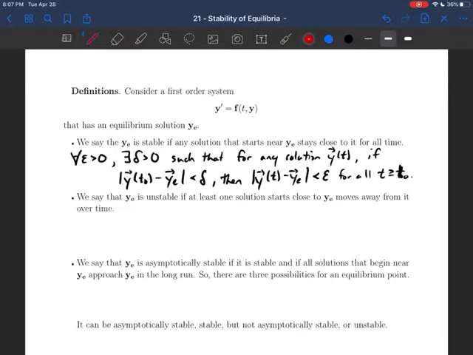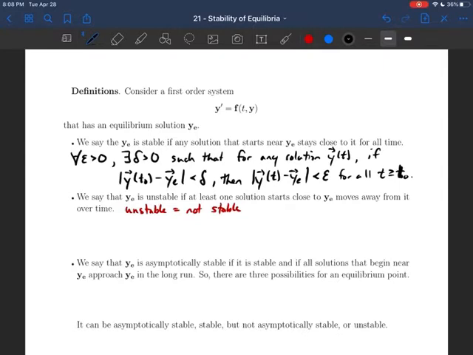Now, then we have the idea of instability. We say that ye is unstable. Well, what does it mean? Stable means that solutions that start close enough will stay close. So the opposite of that would be that there's at least one solution that doesn't stay close, that starts close and moves away. So no matter how close you start them out, they will eventually get larger than your measure epsilon. Of course, the easiest way to define instability is this way.